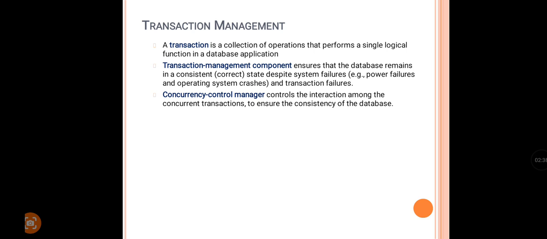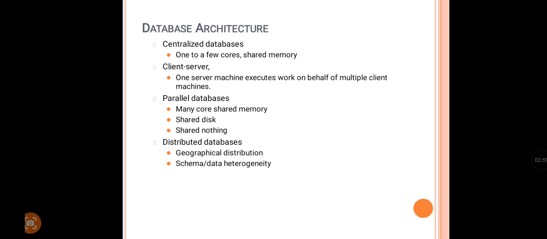Another important responsibility is concurrency control. Many users may access the database at the same time. The concurrency control manager ensures that multiple users can work simultaneously without causing incorrect or inconsistent data. Therefore, transaction management ensures that the database always remains accurate, reliable, and consistent.